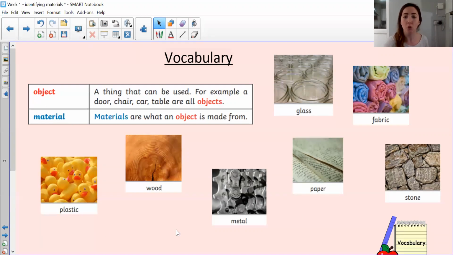So here are some common materials that we are going to be talking about today. So firstly, plastic. What's this material? Wood, metal, glass, paper, fabric, and stone.